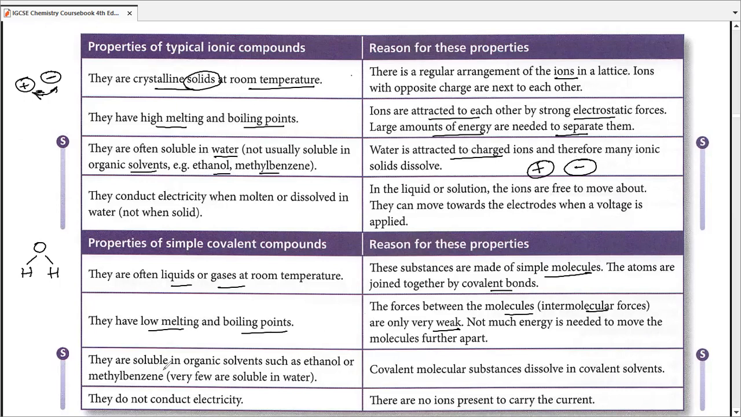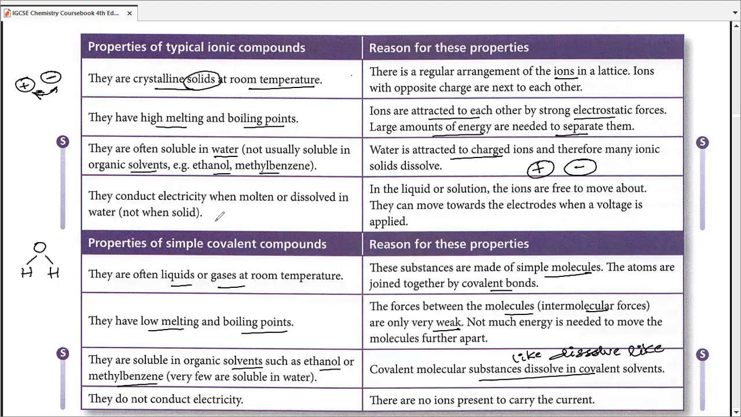On the other hand, the simple covalent compounds are not very soluble in water. Very few of them actually are. They're mostly soluble in organic solvents such as ethanol or methylbenzene. That's because covalent molecular substances dissolve in covalent solvents. For this understanding, we have a principle of like dissolves like. This means substances made up of covalent bonding tend to dissolve substances made up of covalent bonding. And ionic compounds, which are made up of ions, are usually soluble in water because water is attracted to charges.